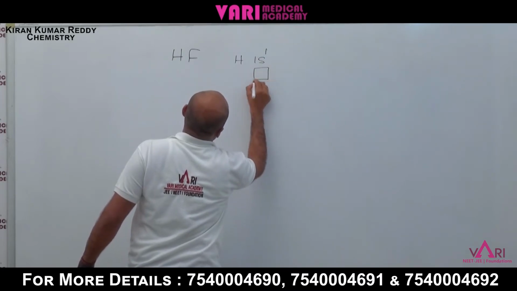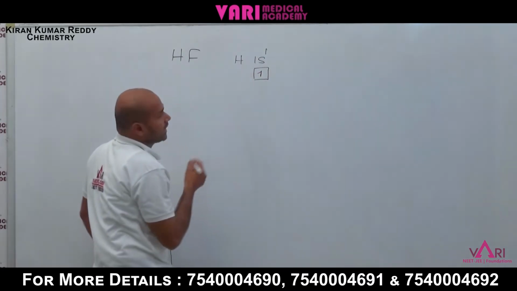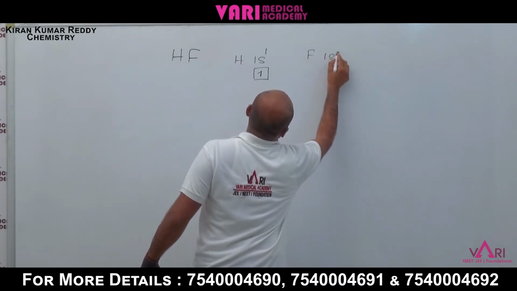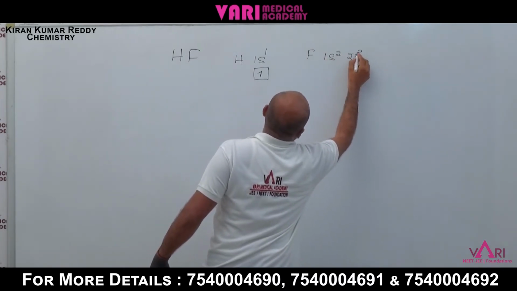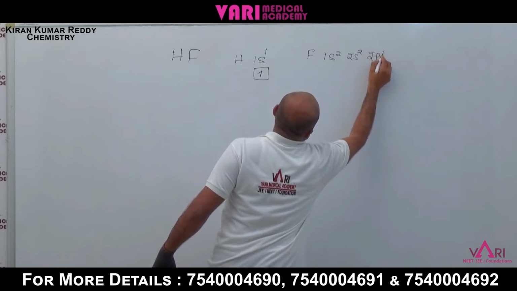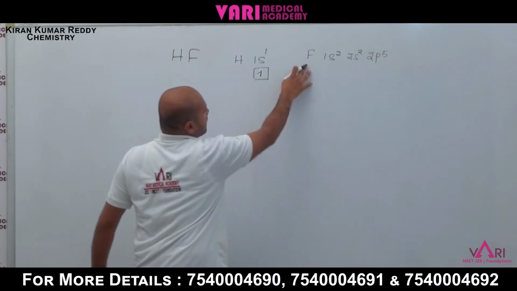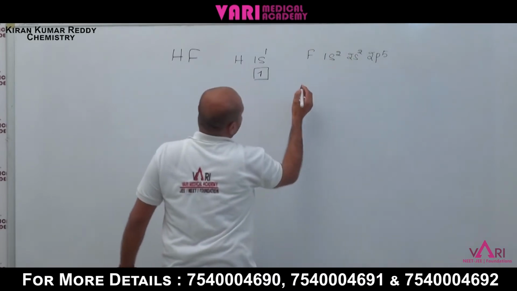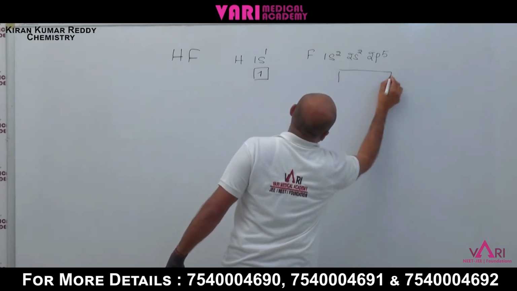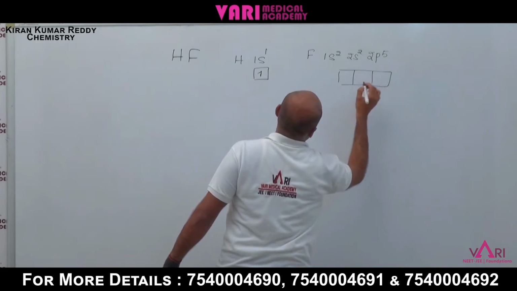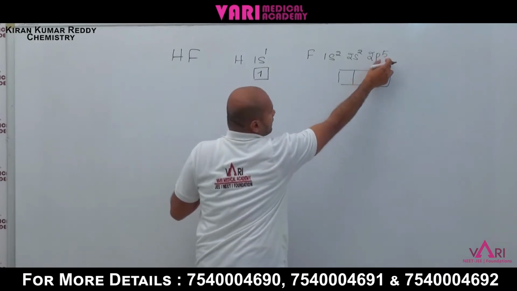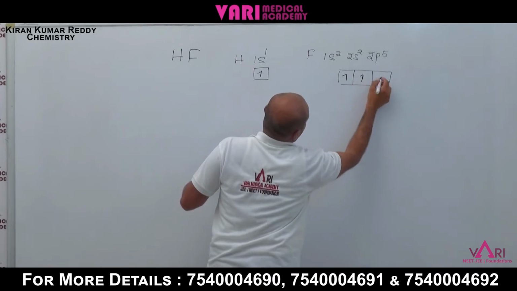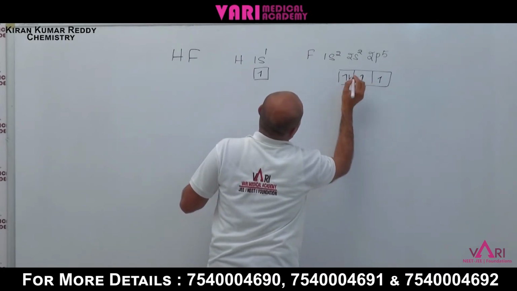1s1 means 1 electron is present. Next one is the fluorine electronic configuration. Write down 1s2, 2s2, 2p5, because the atomic number is 9: 2, 2, 5 makes 9. Now write the last orbit, that is the p subshell. How many electrons are present? 5 electrons are present.